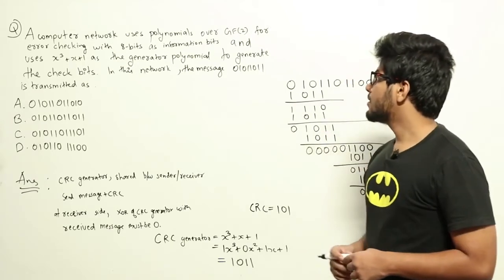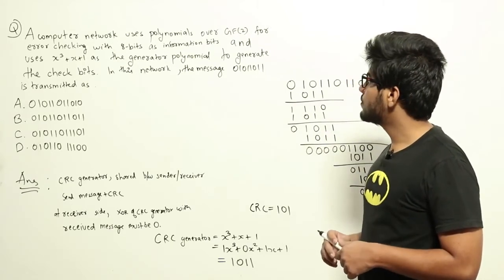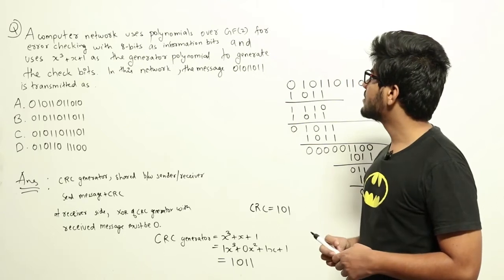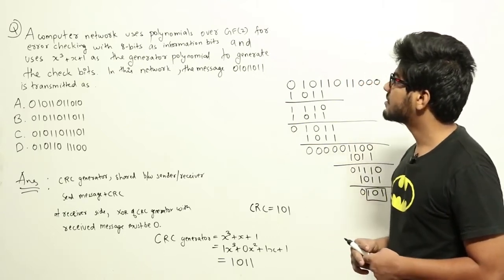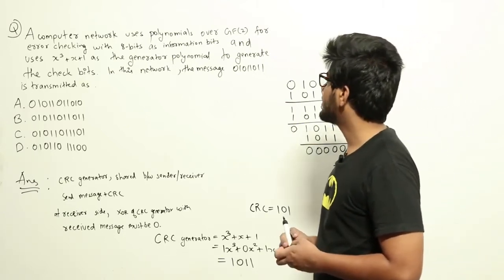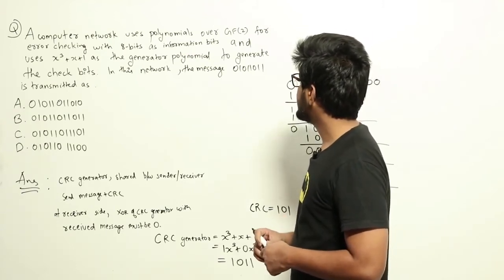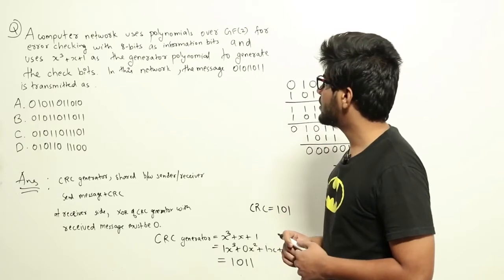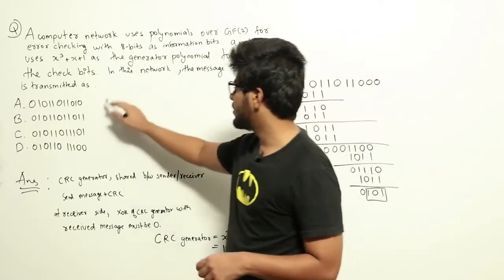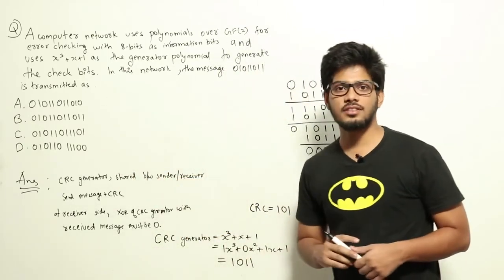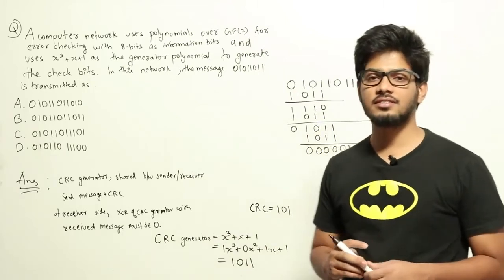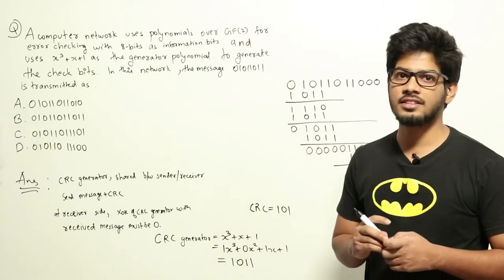A computer network uses polynomials over GF2 for error checking with 8 bits as information bits and uses x³ plus x plus 1 as the generator polynomial to generate the check bits. In this network, the message 01011011 is transmitted as, and we have been given these options. So this is a question from computer networks regarding CRC. CRC stands for cyclic redundancy check.